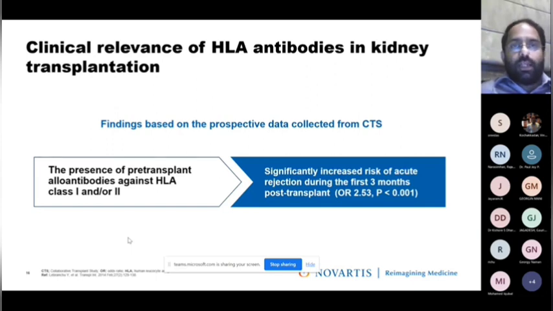Now let us look at the clinical relevance of HLA antibodies in kidney transplantation. These findings are based on prospective data collected from the Collaborative Transplant Study. This study found that presence of pre-transplant alloantibodies against HLA class 1 or class 2, both of them, significantly increase the risk of acute rejection during the first 3 months post-transplant.